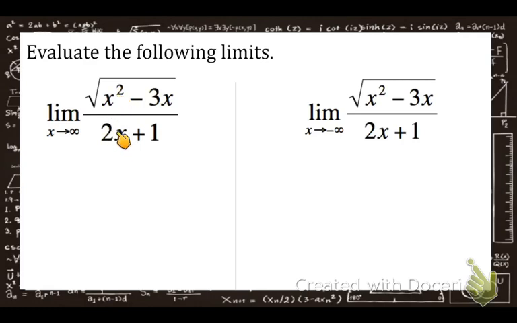On the denominator, we have 2x, so since we have the numerator and denominator with the same degrees, they both have an exponent of 1, then our limit as x approaches infinity would be the ratio of the leading coefficients. So on the top, we have 1, on the bottom, we have 2, therefore there's a horizontal asymptote at 1/2.